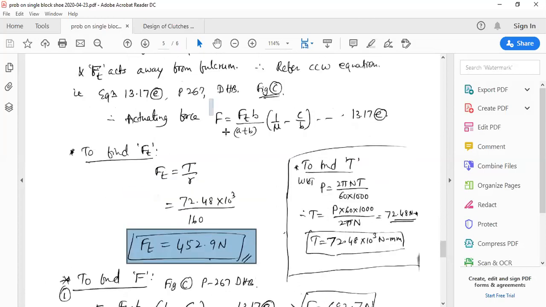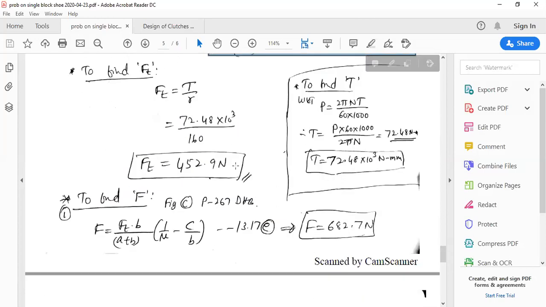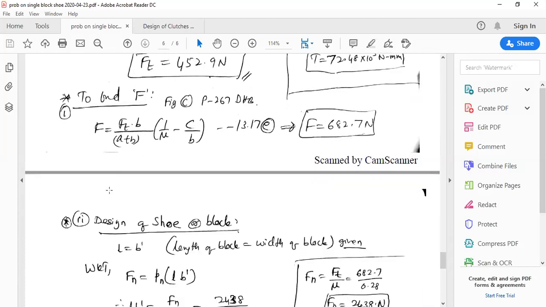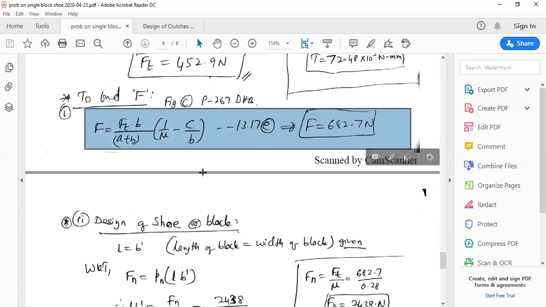Now you can make use of equation 13.17 E, which is there in the data handbook for figure C with respect to counterclockwise rotation. So in this equation 13.17 E, page number 267.